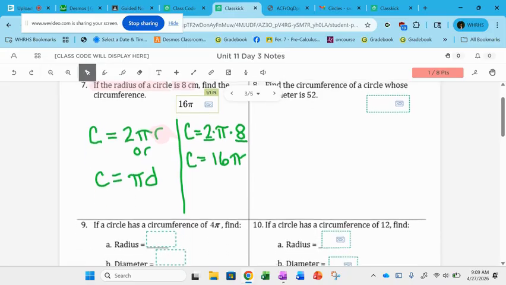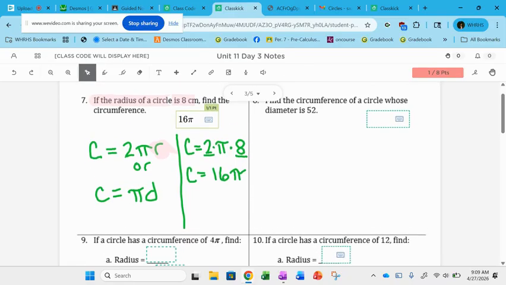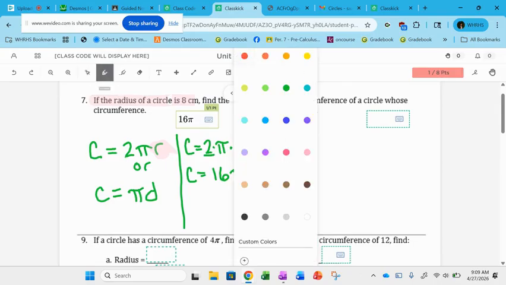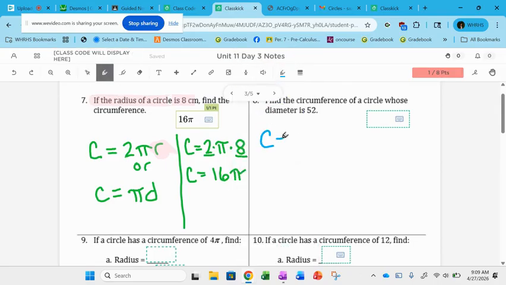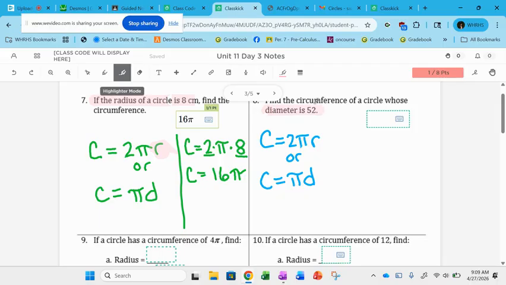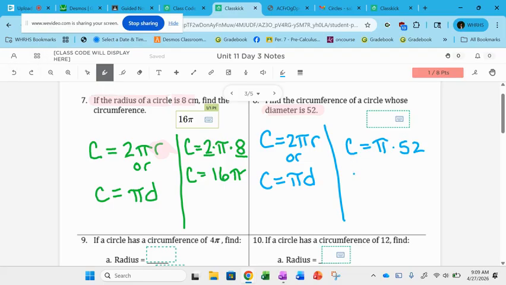Okay, number 8, it says find the circumference of a circle with a diameter of 52. Now remember, our two formulas are C equals 2 pi r or C equals pi d. But this time they're telling us the diameter. Because they're telling us the diameter this time, do you think I'm going to use the 2 pi r or the pi d? Pi d. So we're going to say C is equal to pi times 52. And so we just write this as 52 pi. That's it. Really no algebra to do there.